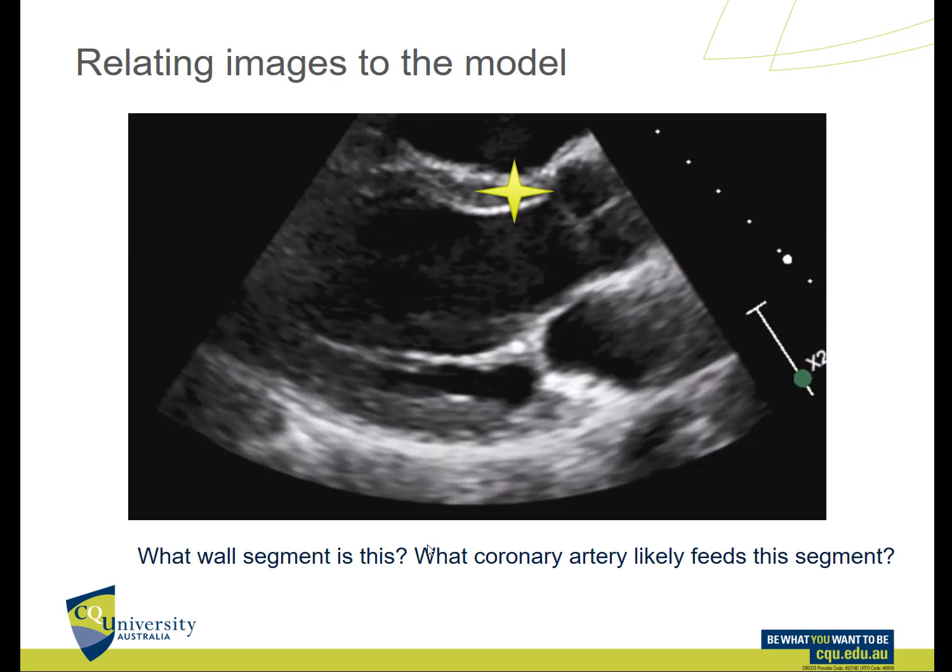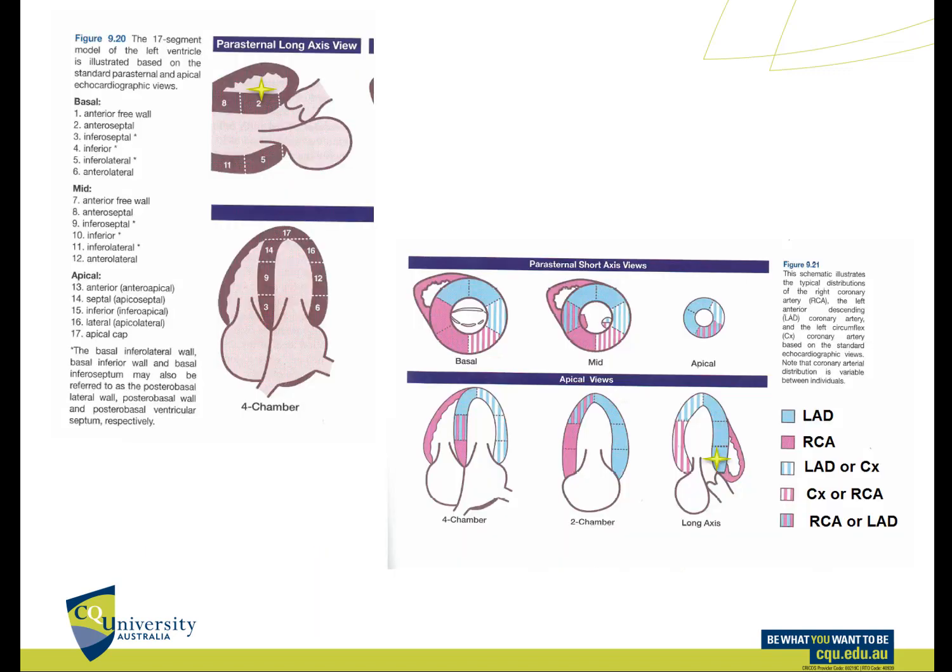So let's relate some more images to the coronary arteries. So again, what segment is this? So we have our parasternal long axis here. And what is this? So we know that this is the basal segment here, right? So this is the basal anteroseptal segment. And what coronary artery is this likely to feed? So let's take a look. So looking at our 17-segment model, we can see right here, basal anteroseptal, oops, there it is, that one.